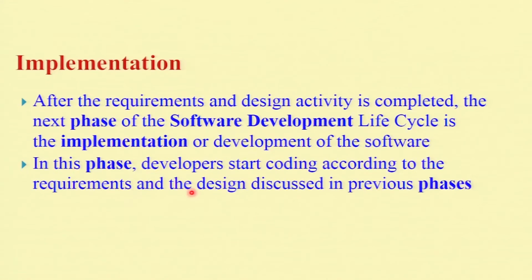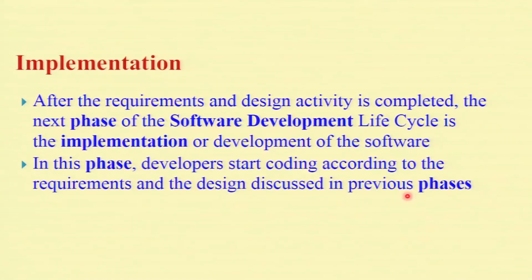The next phase is the implementation phase. As far as this particular phase is concerned, after the requirements and design activity is completed, the next phase of the software development life cycle is the implementation or development of the software. It is the phase where developers start coding according to the requirements and the design discussed in the previous phases.